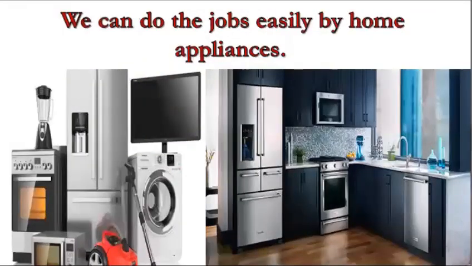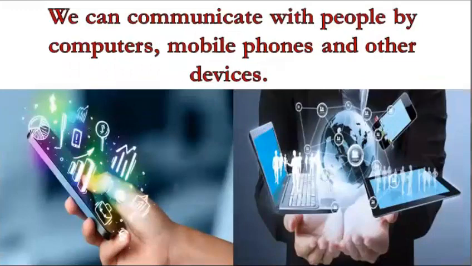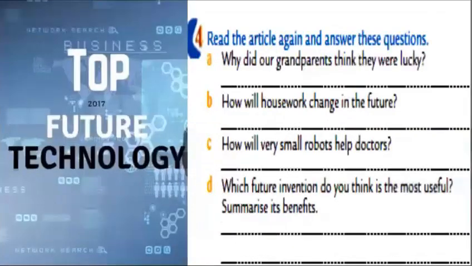We have home appliances that can help us do the jobs easily. Home appliances do the jobs at home easily. So we can do the jobs easily by home appliances. We communicate with people by computers, mobile phones, and other devices. So this is about modern technology.